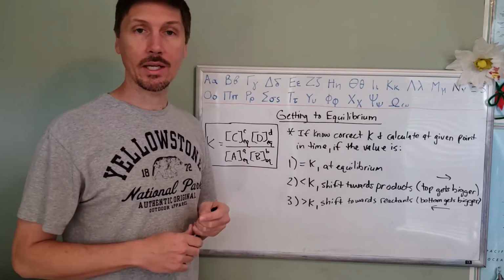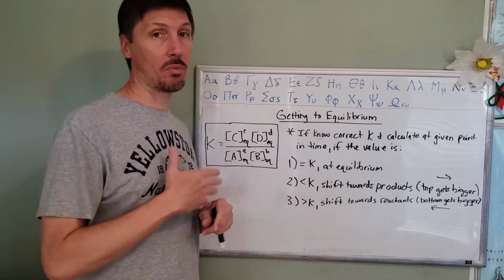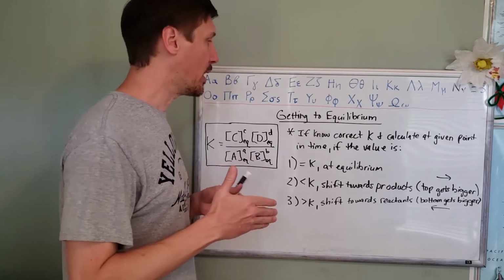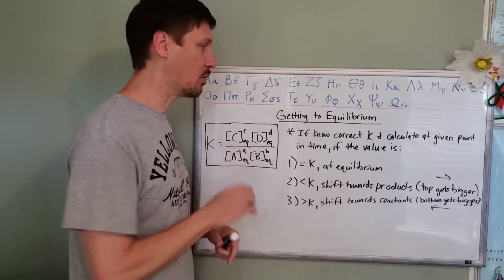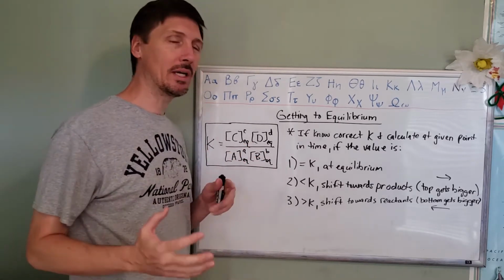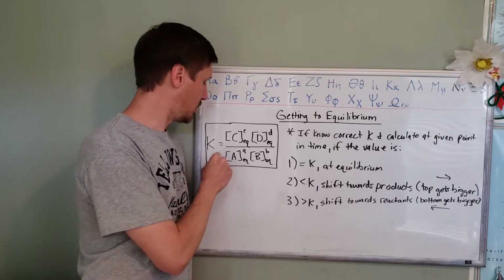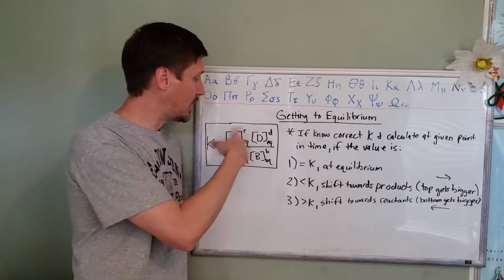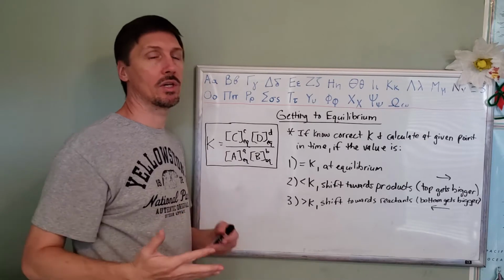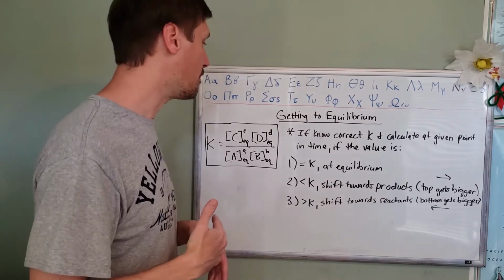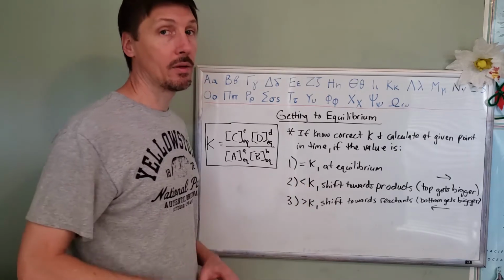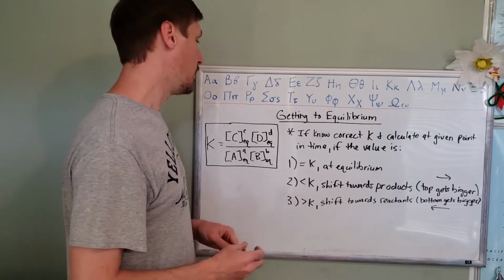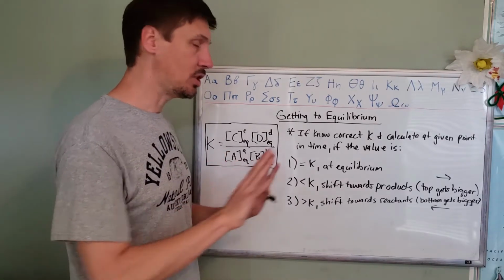If we know what the correct K is, so if we know the value of K for a particular reaction at a given temperature, at equilibrium, right? That's what K is. That's this value at equilibrium. Then if we know the correct K and we calculate K, or what we think might be K, at a particular point in time in the reaction, in other words, if we take the concentration of the products and divide it by the concentration of the reactants and get a value, right? If that value is equal to K, then we know we're at equilibrium, right? If that value is less than K, then we know that we need the reaction to shift towards the products.